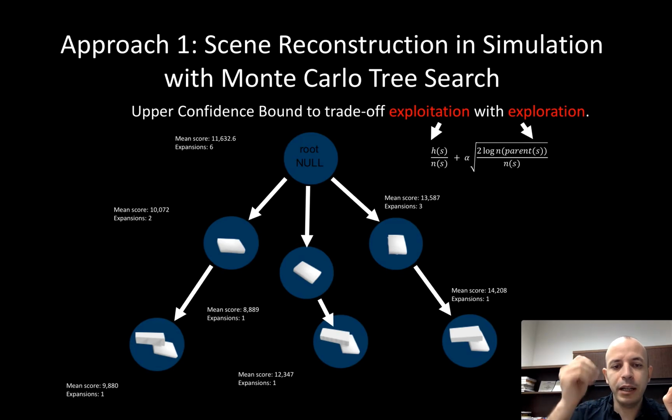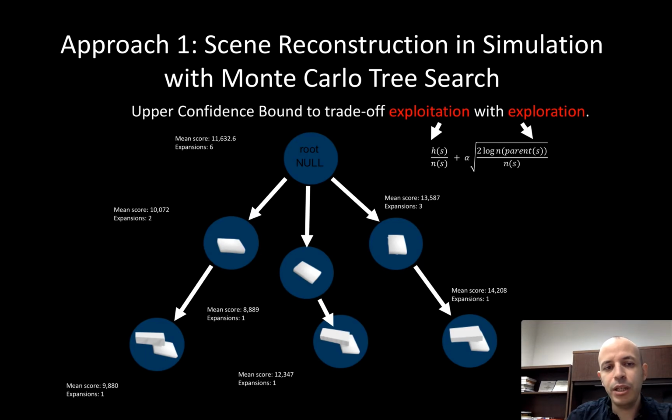So at each level of this tree, you will be assigning a pose to an object. You will end up with full assignments of poses to objects at the end of each branch. And then you want to score it based on how much it matches with reality. And at each level, since there are multiple poses that you can assign to each object, you want to trade off exploitation with exploration.